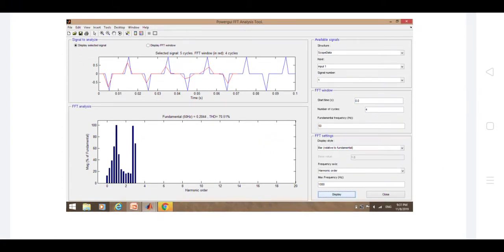The harmonic distortion is basically because of the presence of non-fundamental frequency components of voltage and current, and also because of the non-linear load in the system, that is, it may be an inductive load or a capacitive load.